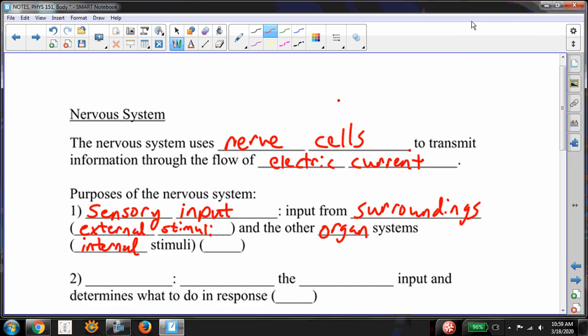Okay, so other internal stimuli. We'll define this later. I'm just going to go and write PNS right now. It means the peripheral nervous system. And then the motor output.